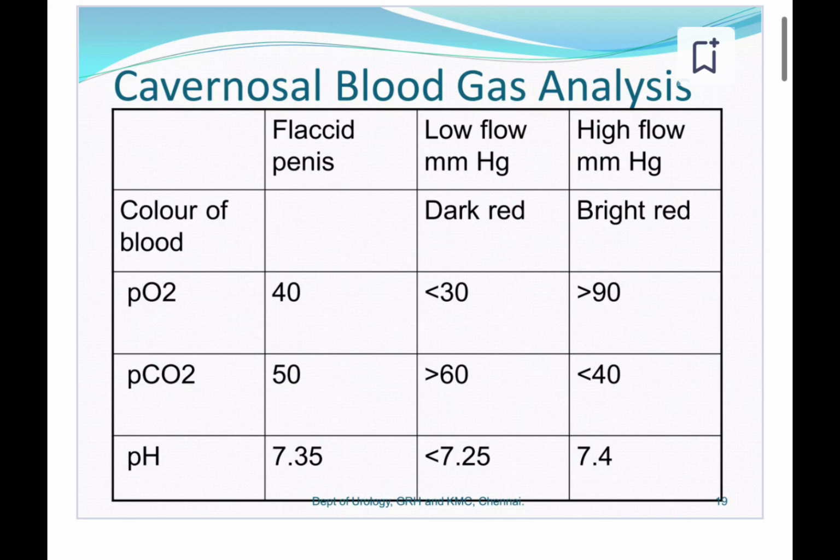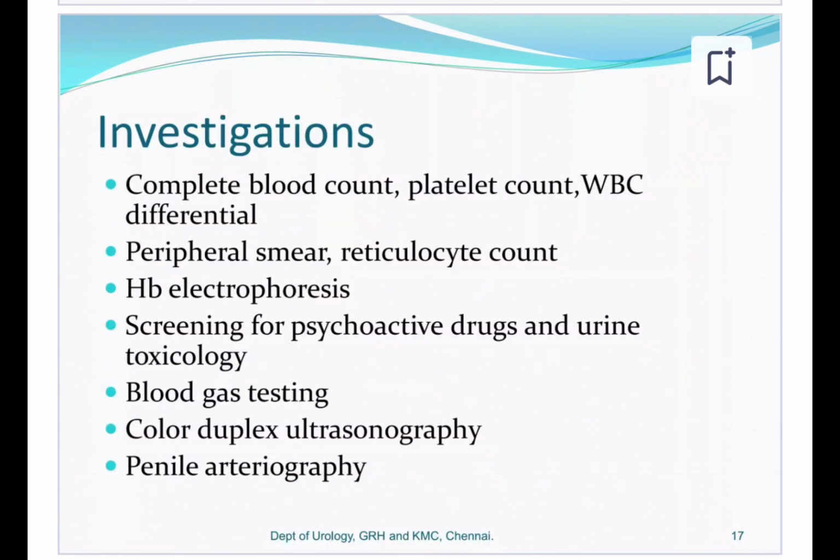While in case of non-ischemic priapism, there will be no hypoxia, meaning the oxygen level will be more than 90 mm of Hg, while the carbon dioxide level will be less than 40 mm of Hg, and the pH will be normal. The last is the Doppler ultrasound, which shows us the blood flow. In case of ischemic priapism, there will be zero or very minimal flow, but in case of non-ischemic priapism, it can show us the fistula, or it can show high or normal blood flow. So on the basis of this, we can differentiate ischemic from non-ischemic priapism.